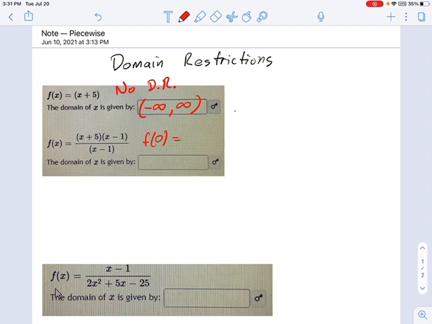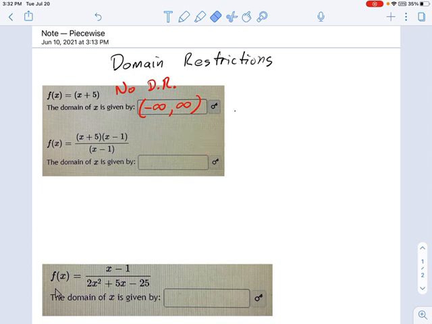I'm going to try x equals 1 now. F of 1. At f of 1, you get 1 plus 5, that's 6, times 1 minus 1 is 0, divided by 1 minus 1 is 0. So what's 0 divided by 0? Try it on your calculator. It's a big error. We can't do that until we get to calculus.